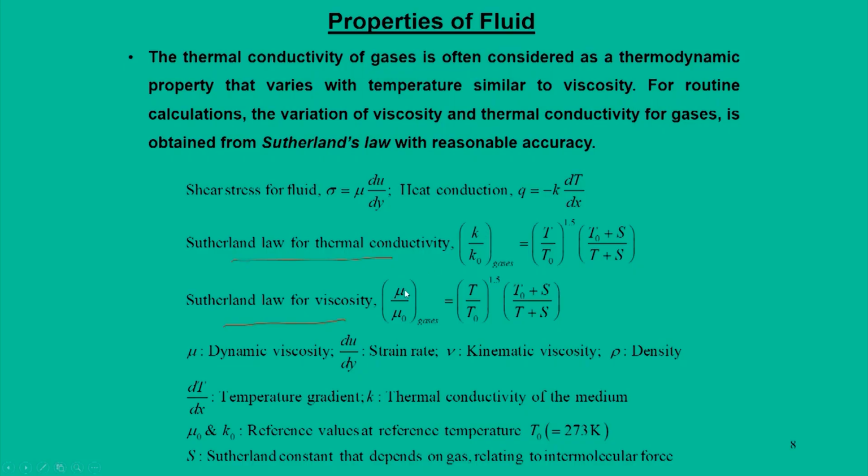So, Sutherland's law addresses how we can find the variation of thermal conductivity and viscosity with respect to temperature. Thermal conductivity and viscosity are taken at any arbitrary temperature, and mu 0 and k 0 are the viscosity and thermal conductivity of the gases at some reference temperature T 0. Once you know these reference values, these relations help us evaluate thermal conductivity and viscosity at a particular temperature.